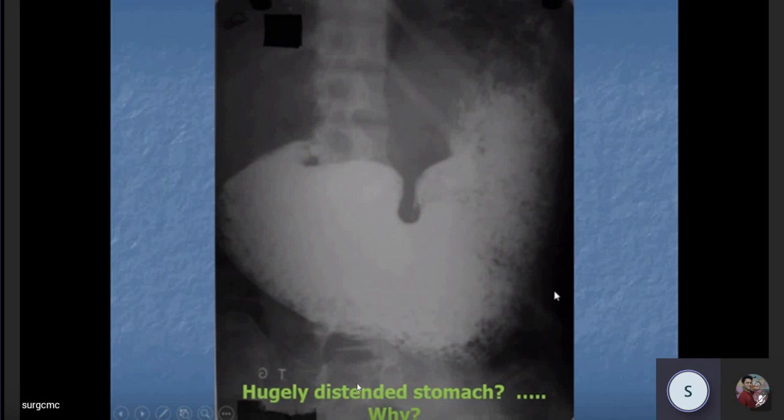Left side is obscure. Now, if the stomach is distended like this, if there is pyloric obstruction, you are asked from your examiner what is the cause. Can you answer? Anybody? The hypertrophic pyloric stenosis. Who told that? Hypertrophic pyloric stenosis? This is an adult.